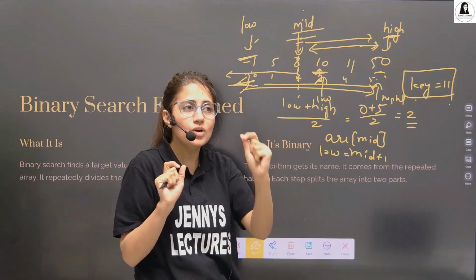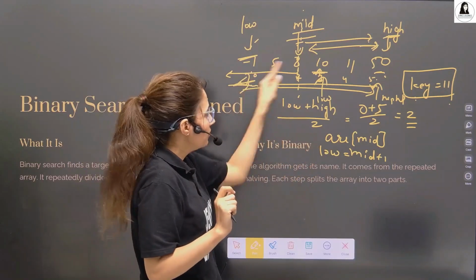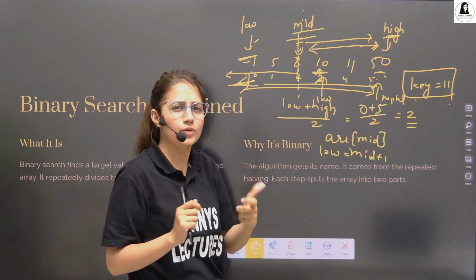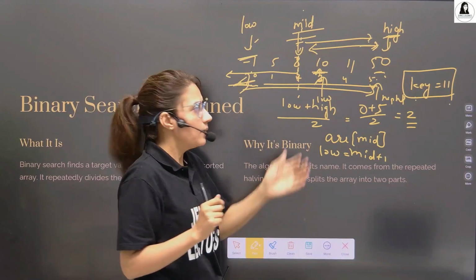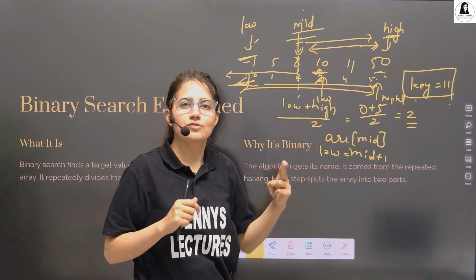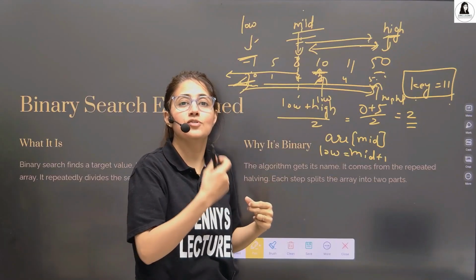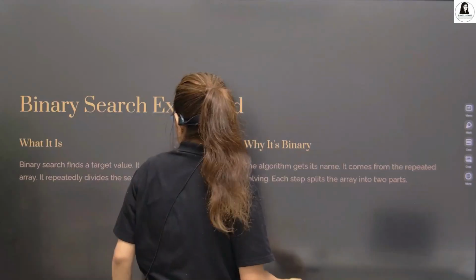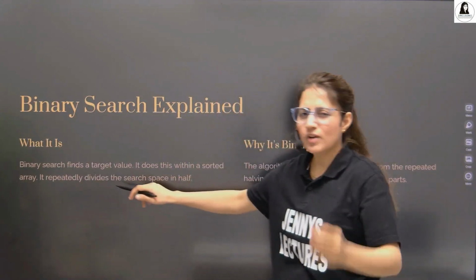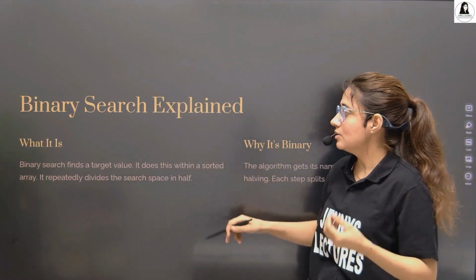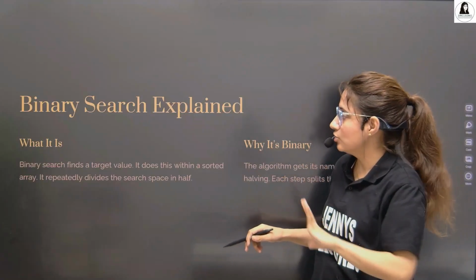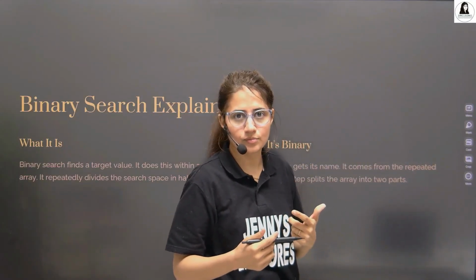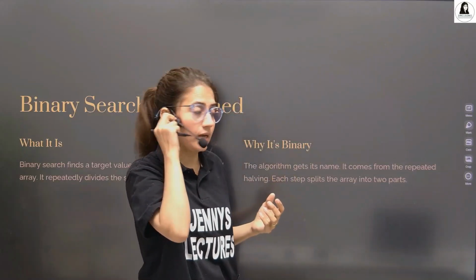Now, why is this known as binary search? I guess from this procedure you can easily find out, because binary means 2, and repeatedly we are dividing this array into 2 halves. That's why it is known as binary search. Binary search finds a target value within a sorted array. The condition is that the array should be sorted. It repeatedly divides the search space in half. So it is a searching algorithm.